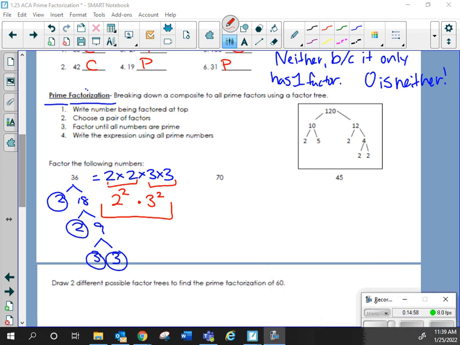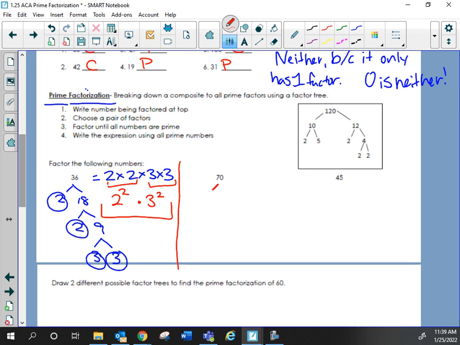All right, so let's do 70. Rory, what do you want to break it down by? 10. Let's break it down into 10 and 7. I'm going to put a little line to break it down. So 10 and 7. Are either one of those prime? 7 is prime, so I'm going to circle it. 10, what can I break it down into? 2 and 5. It doesn't matter which one you do.